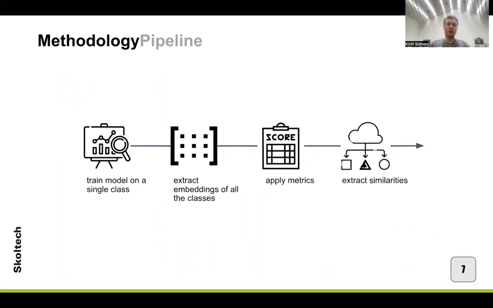In this work, our goal is to construct a pipeline for self-supervised point cloud similarity evaluation, and we take the existing architectures and train them on a single dataset class. The next step is to extract embeddings for all the classes, apply some metrics and extract similarities.